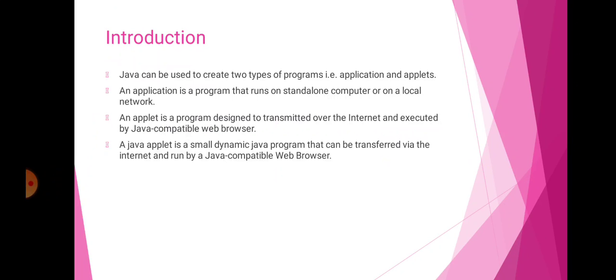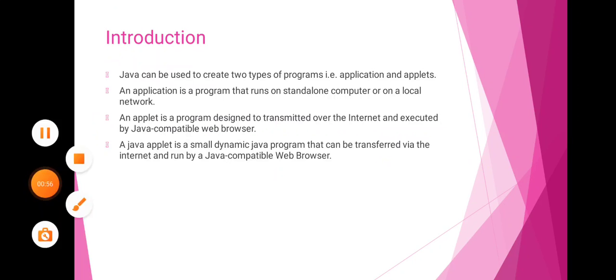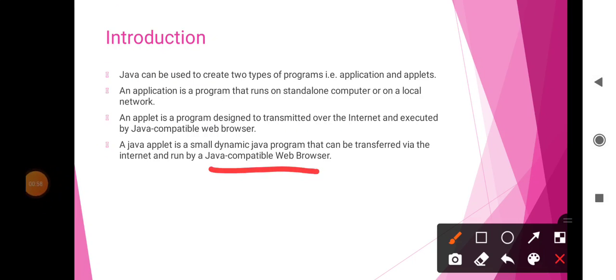Java can be used to create two types of programs, that means applications and applets. An application is a program that runs on a standalone computer or on a local network. Here the applet is a program designed to be transmitted over the internet and executed by Java compatible web browsers. A Java applet is a small dynamic Java program that can be transferred via the internet and run by a Java compatible web browser. Here all applets import the applet package.